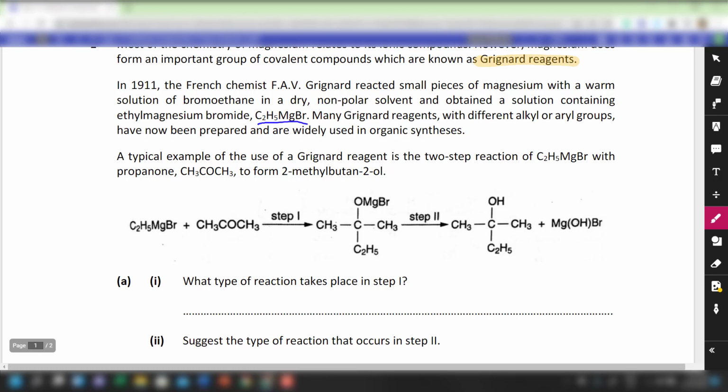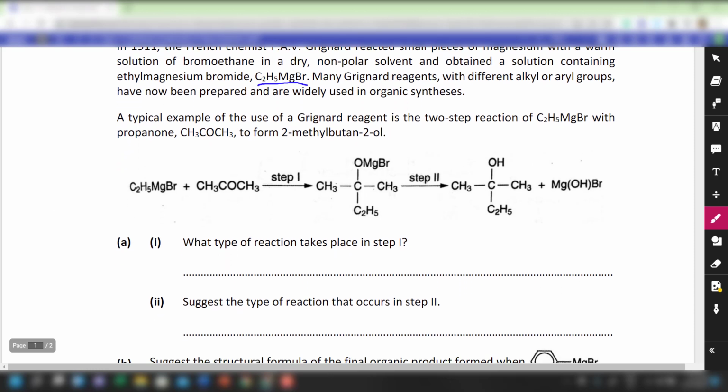Many Grignard reagents with different alkyl groups and aryl groups have now been prepared and used widely in organic synthesis. Okay, if you are pursuing a career or a degree in chemistry, you would have prepared Grignard reagent in your year 2. Okay, some university even let the year 1 students do Grignard reagents. So it has been so widespread, so popular, and so fundamental that any chemistry students will probably prepare Grignard reagents once in their lifetime, at least in the research lab.